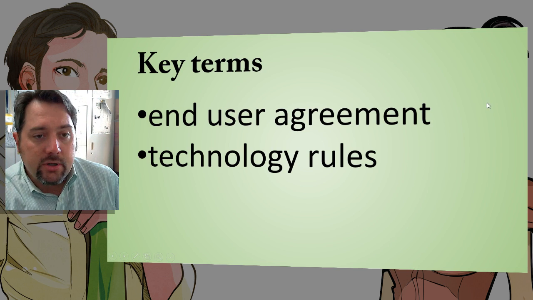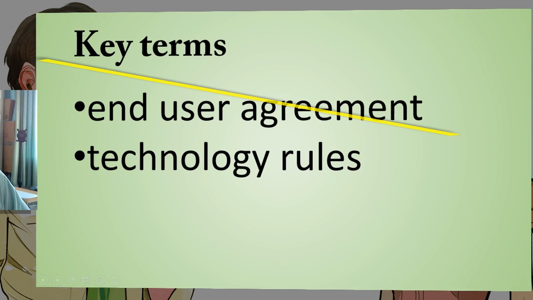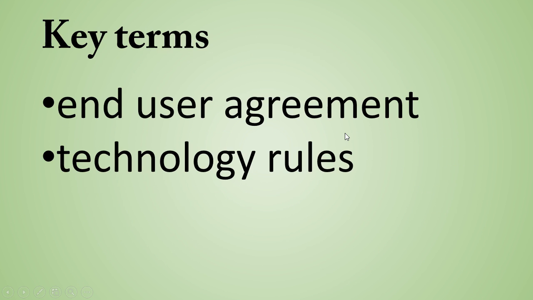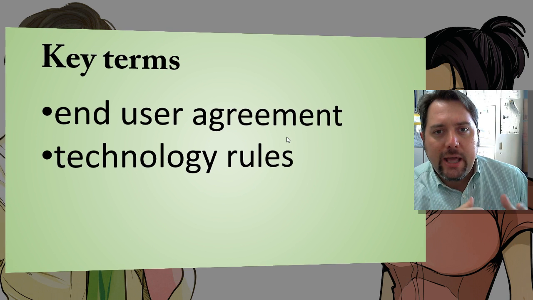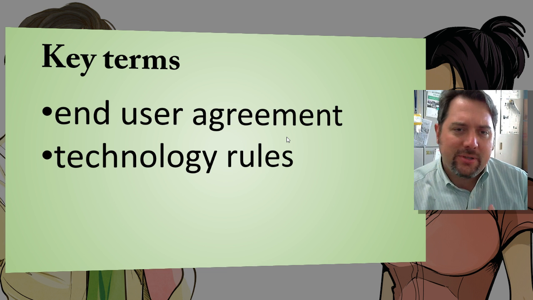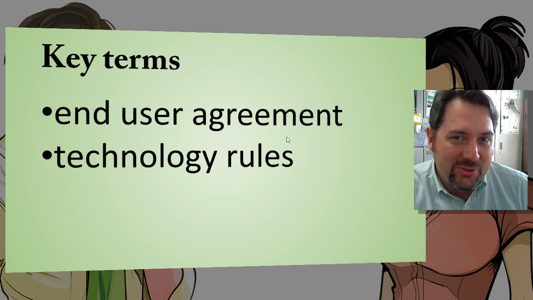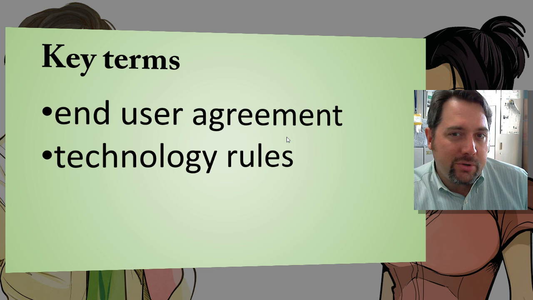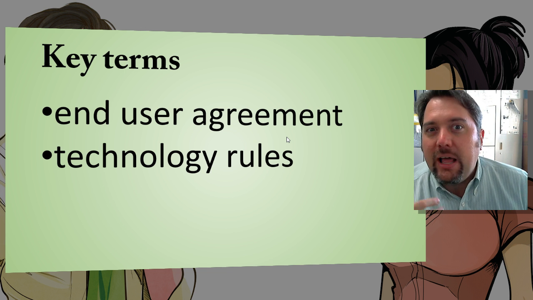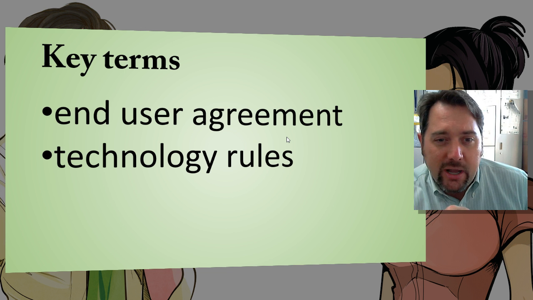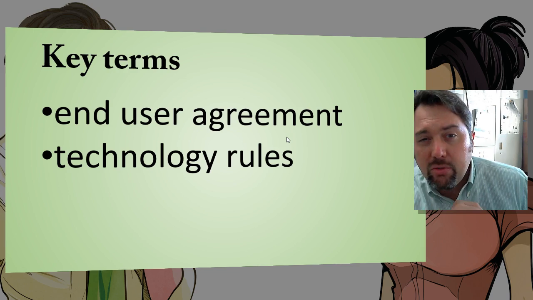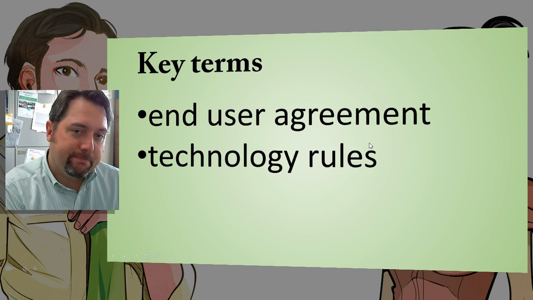So the key term here is end user agreement. That is what we all sign into when we look at, for example, iTunes. There's this big, long list of laws and agreements we all have to say yes to in order to use particular websites and software. It's important to know what that end user agreement allows them to use. Sometimes we're actually agreeing for people to take our information and invade our privacy through this end user agreement. And what kind of rules do we use for technology?